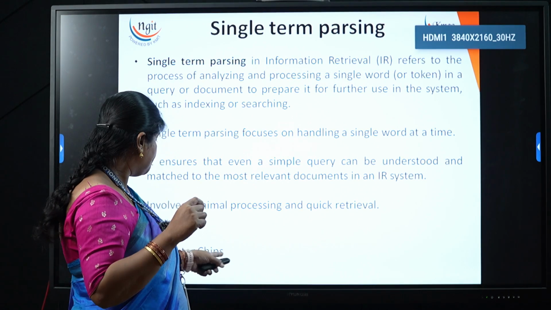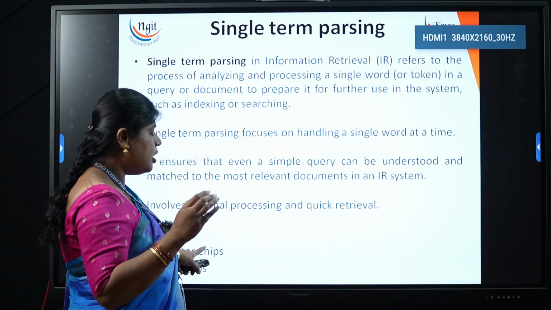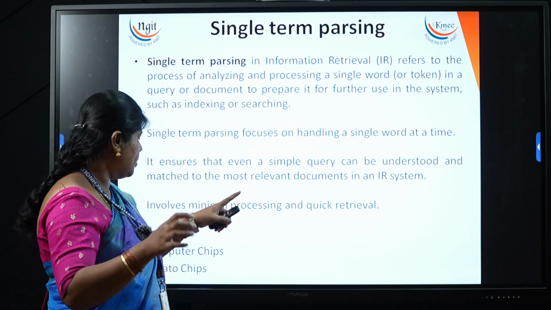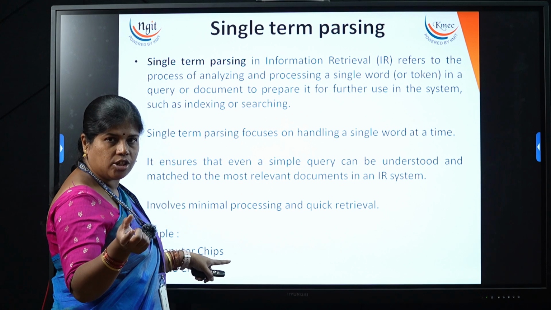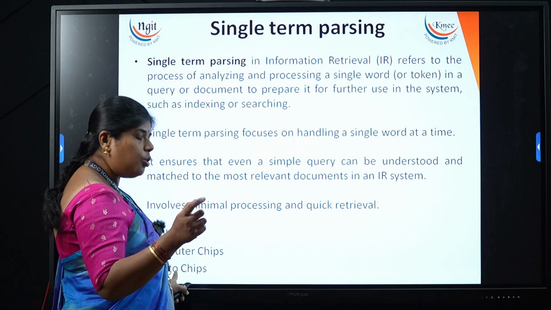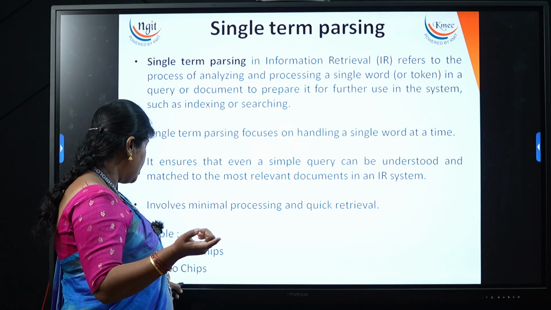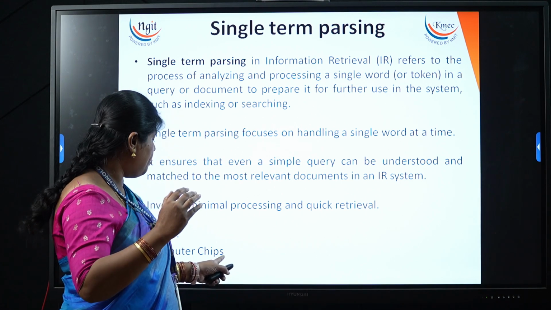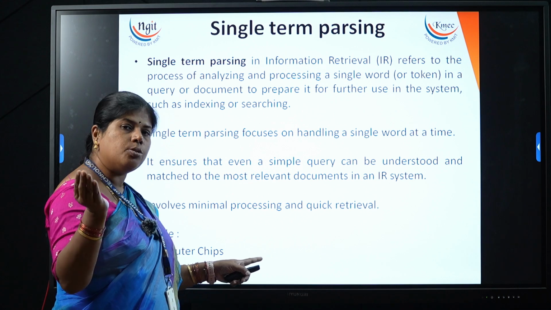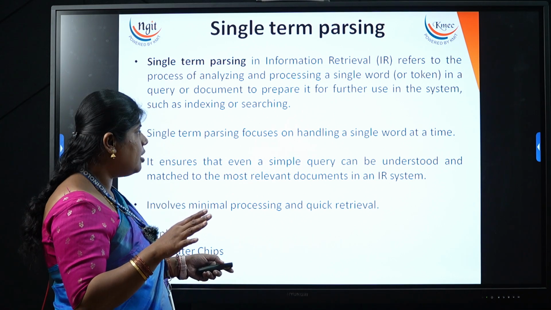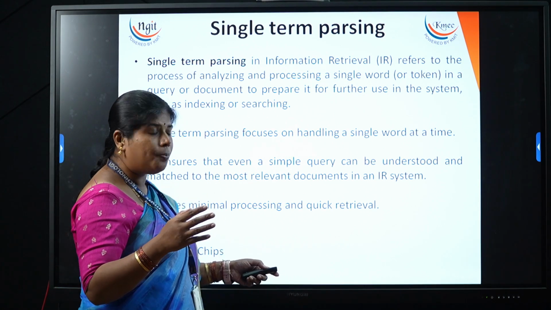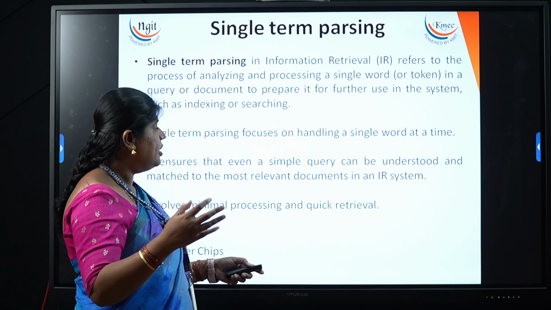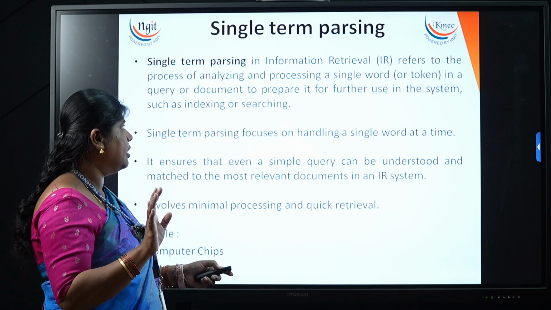Now here, what is happening? By applying single term parsing, I will get two tokens. One is computer, one is chips. Then from your document, you will get potato as one token and chips as another token. So whatever documents match with chips, I will return all of those documents, because I am processing a single word at a time. Okay, that is the drawback of single term parsing.